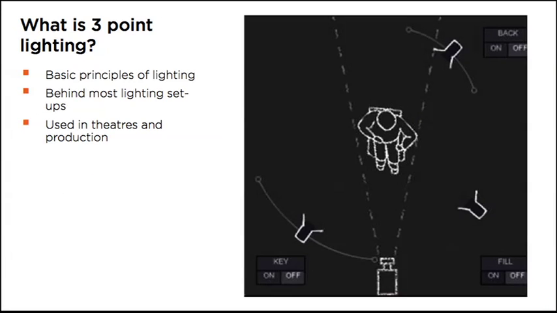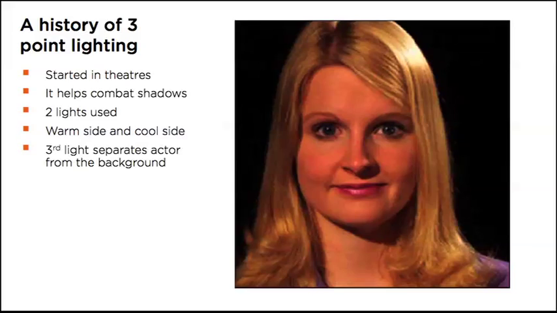So let's ask the question: what is three-point lighting? Basically, at its most simple, it's three lights. It's your key light, which is this guy down here. It's your fill light, which is this guy down here, and then it's your backlight or your rim light. Let's take each one of those in turn. The key thing to remember is that it's all about making stuff look pretty and also making stuff look attractive and not too heavily shadowed.